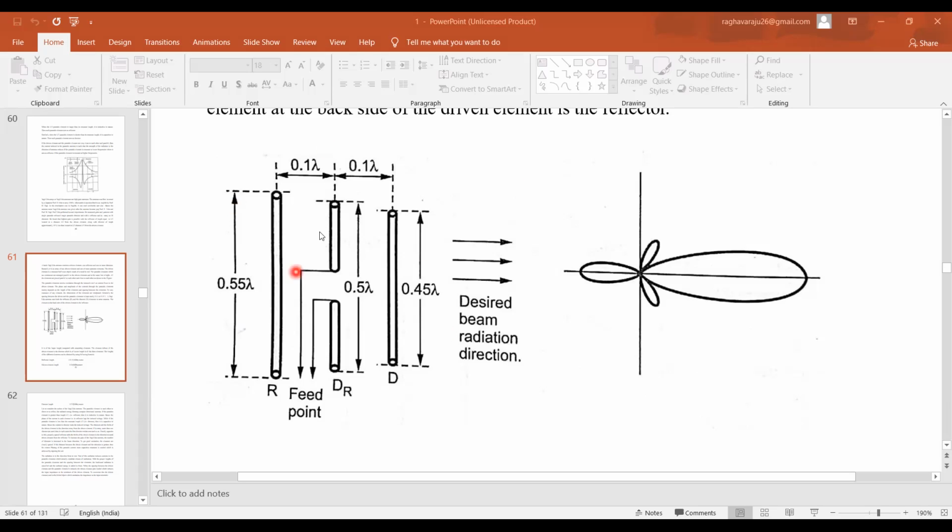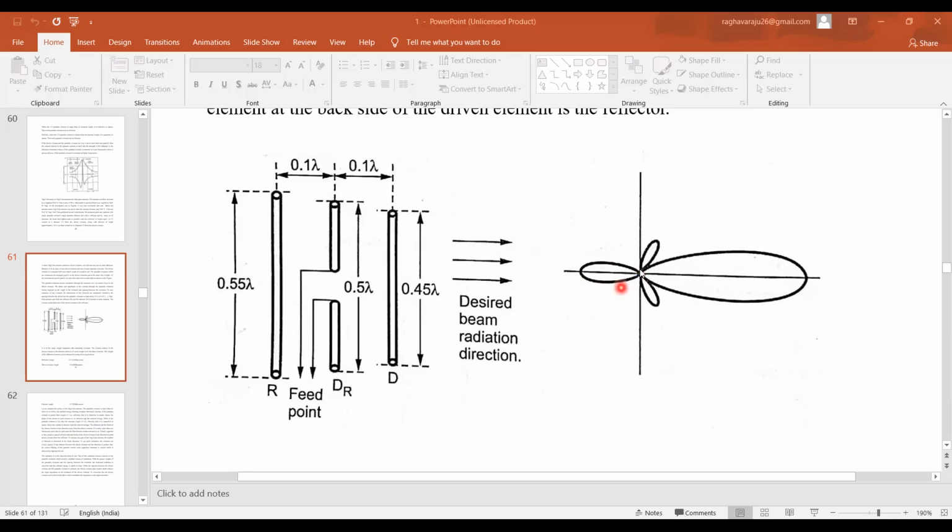When these half-wave dipoles are situated like this, their major beam is positioned like this. This is the major beam position, the desired beam radiation. This desired beam radiation aligns along the driven element. The maximum of the main beam axis is positioned along the major lobe. And these are called minor lobes.